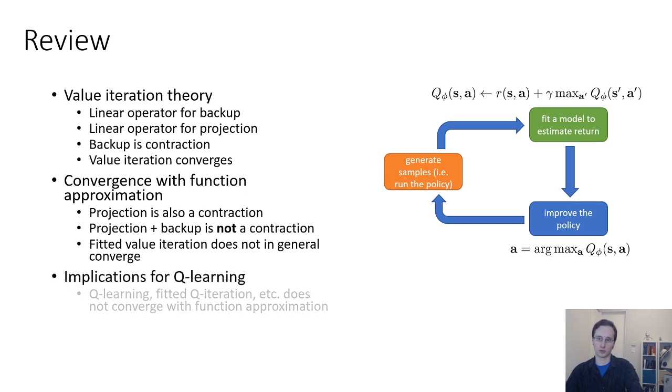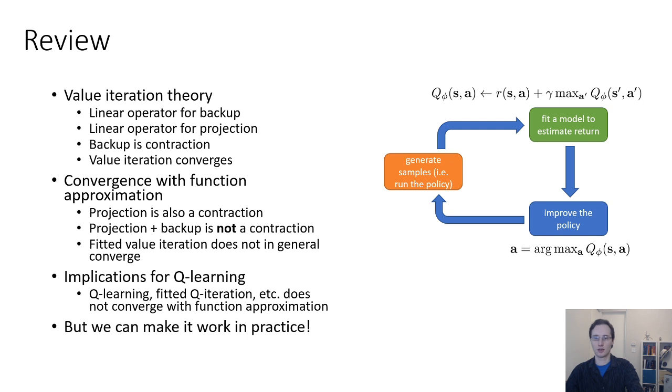And its implications for Q-learning are that Q-learning, fitted Q iteration, etc. also do not converge when we use neural nets, when we have that projection operator. This might seem somewhat somber and depressing. We will find out in the next lecture that in practice, we can actually make all of these algorithms work very well, but their theoretical properties leave us with a lot to be desired.